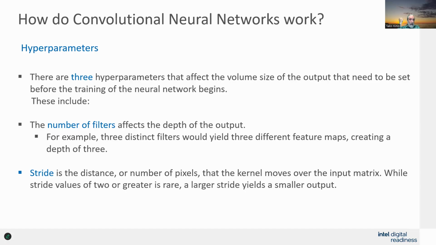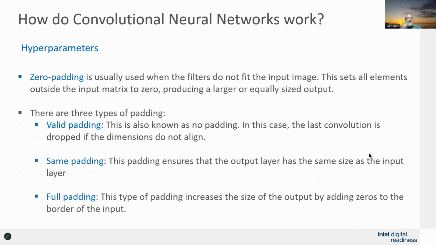All right. There's also what we call hyperparameters, right? And it says that they affect the volume size of the output before the training begins, right? So that includes the number of filters that we're going to use. For example, 3 distinct filters reveal 3 different feature maps, creating a depth of 3. And the stride is the number of pixels the kernel moves over the input matrix. And it says, while a stride of 2 or greater is rare, a larger stride yields a smaller output. It makes sense because you're skipping, right? Whereas if I'm going 1 pixel at a time, then your output is going to be larger, right? And so it depends on what your goal is ultimately.